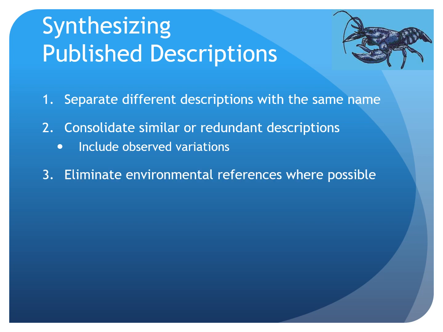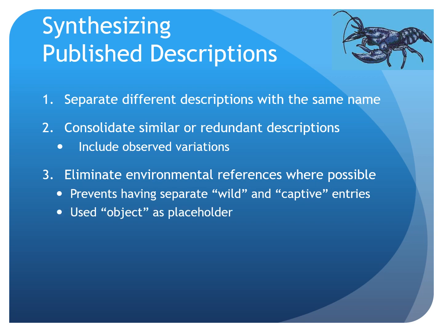Third, since we are dealing with animals that inhabit a variety of environments, we need to eliminate any specific environmental references. This prevents the ethogram from having separate wild and captive entries. And any animal or item that a lobster might interact with is replaced by "object" as a placeholder. This keeps the ethogram from becoming bloated with separate entries for grabbing a rock or a fish or another lobster.